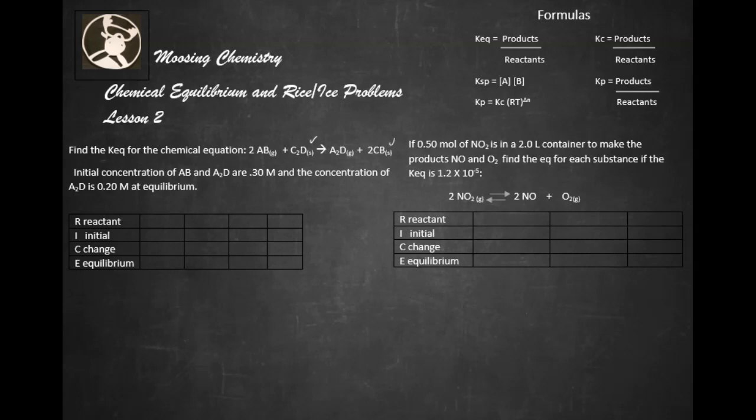So let's go ahead and write our reactants in. So we say this is 2AB, and we're going to call this a gas. This is C2D, that's a solid. This is A2D, that's a gas. And this is 2CB.